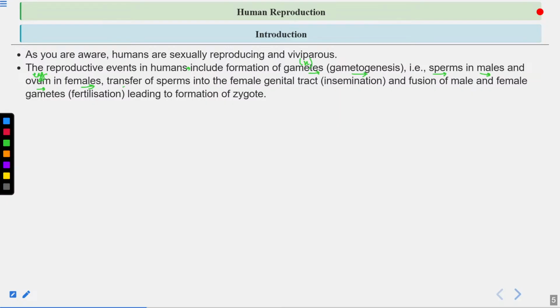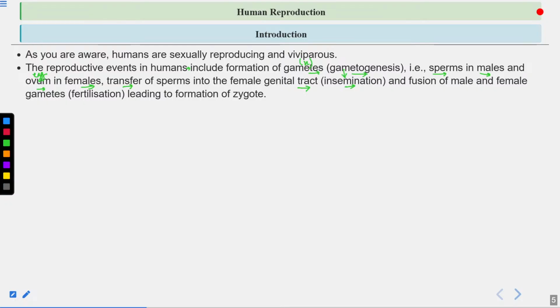Next, now the gametes have been produced. Now how will the gametes fuse with each other? So they have to meet in order to fuse with each other. The second is the transfer of the sperms into the female genital tract, and this process is known as insemination. So after gametogenesis, the next step is insemination.